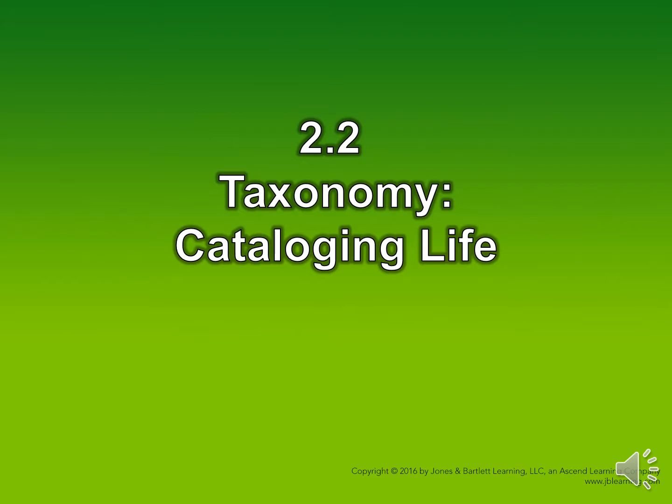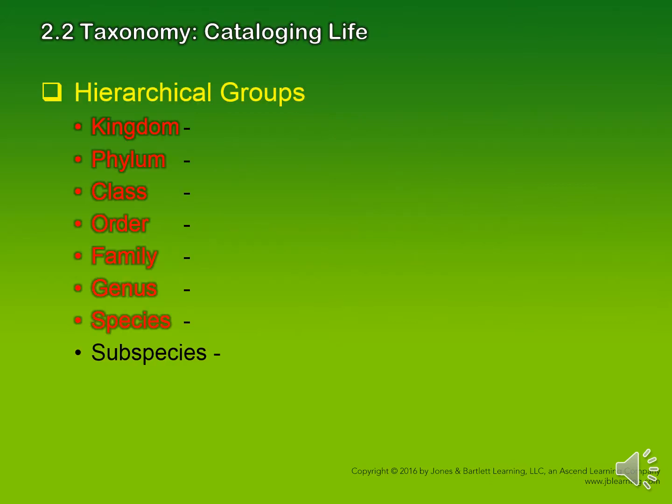Okay, how we catalog the different forms of life is taxonomy. And in general, most things fit into this hierarchy of higher order groups. I'm sure you've probably heard this before: kingdom, phylum, class, order, family, genus, species. Okay, and you can add subspecies there too.